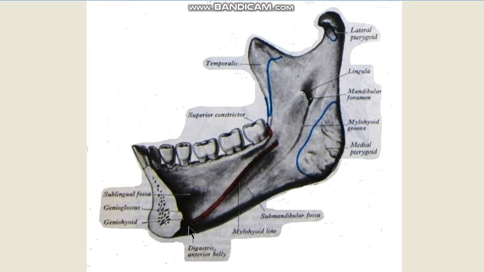Now this mylohyoid line has separated the inside of the body of the mandible into two triangles, one above, one below. This triangular area above is called the sublingual fossa, and it is related to the sublingual salivary glands. And this triangular region below the mylohyoid line is called the submandibular fossa, which again is related to the submandibular salivary gland. So mylohyoid line and mylohyoid groove separating sublingual fossa above from the submandibular fossa below.